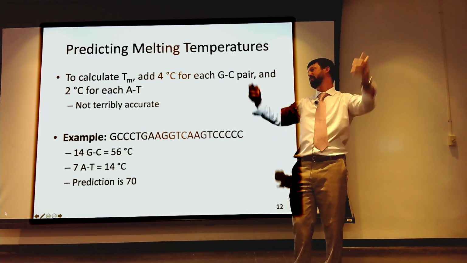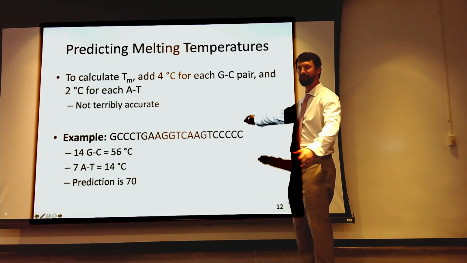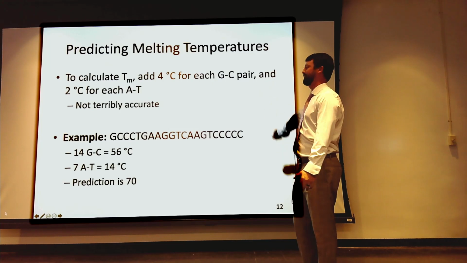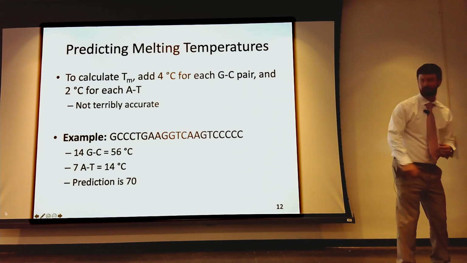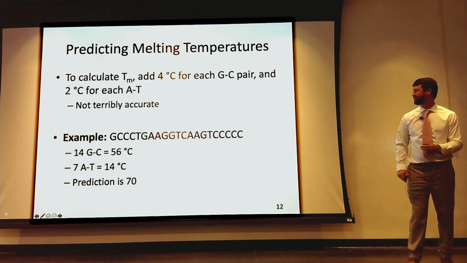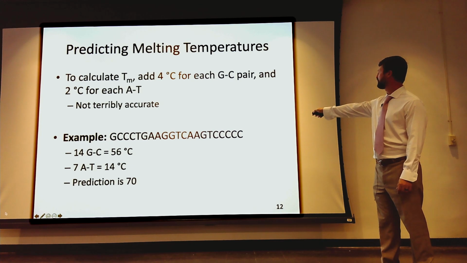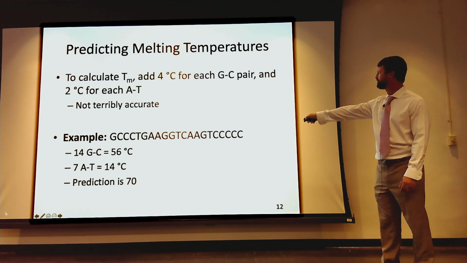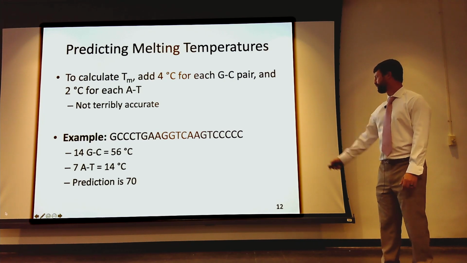Same is true if I'm administering a small molecule to a mouse and I want to know the EC50, right? The most sensitive point is at the inflection point. Same is true if I give a calcium to a calcium binding protein. As long as it fits a dose response curve, EC50 is similar to a TM. All right. Now, if we calculate a TM, add 4 degrees for each GC base pair, 2 Celsius for AT. It's an approximation, right? You can predict it's at 70.